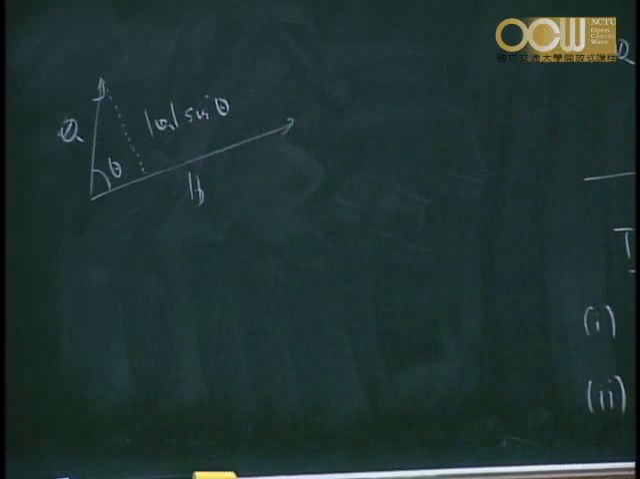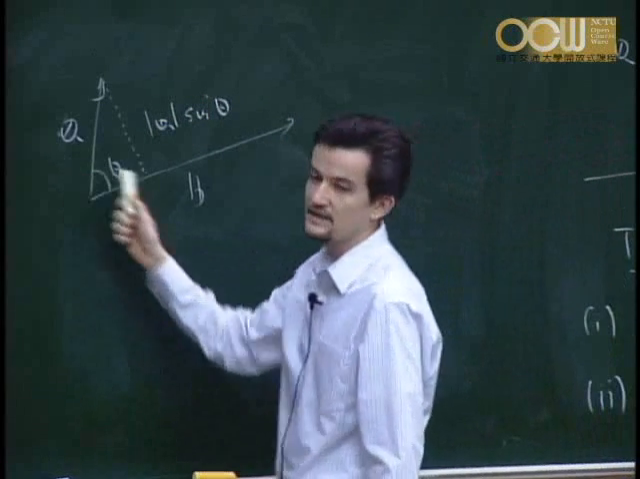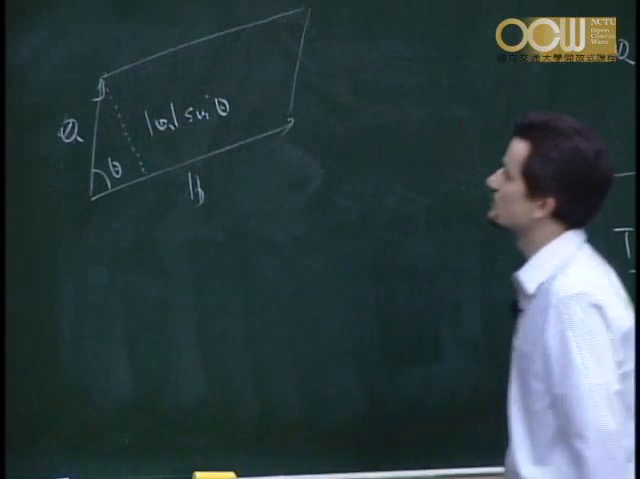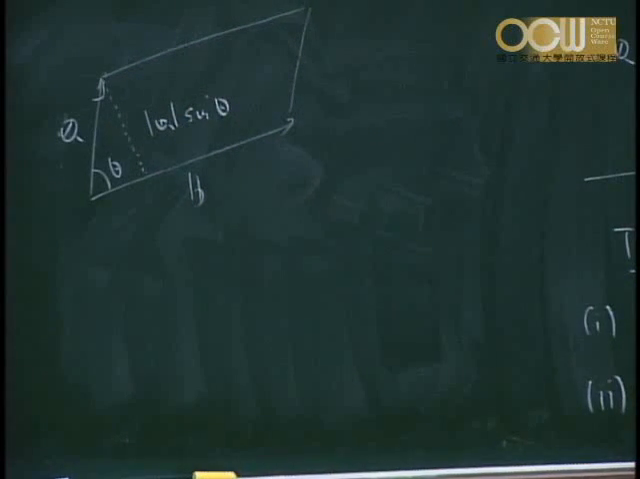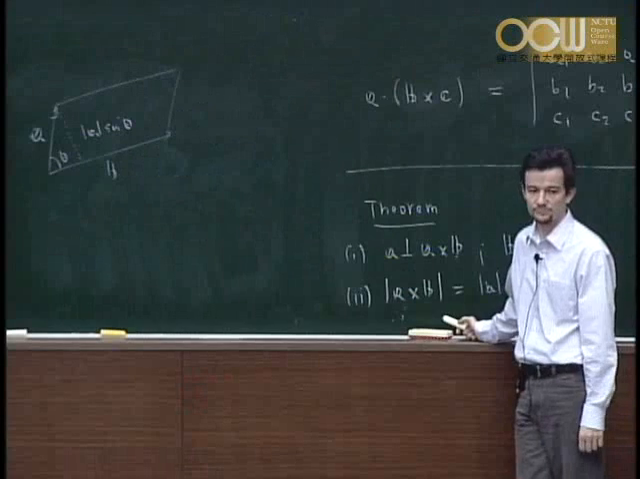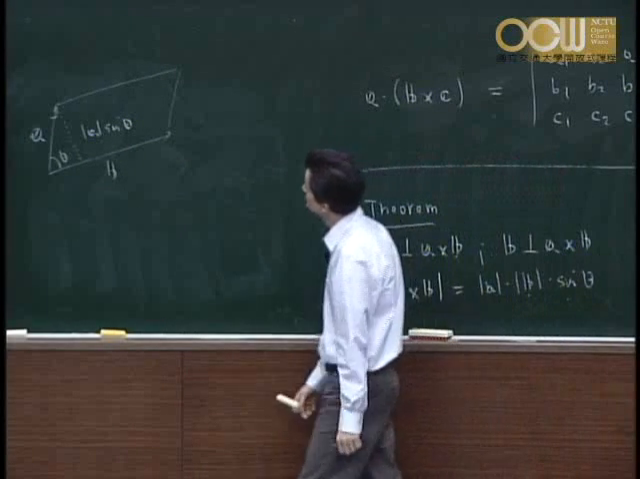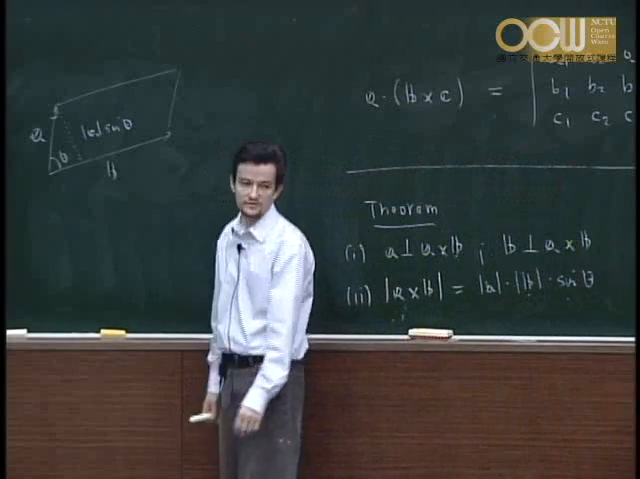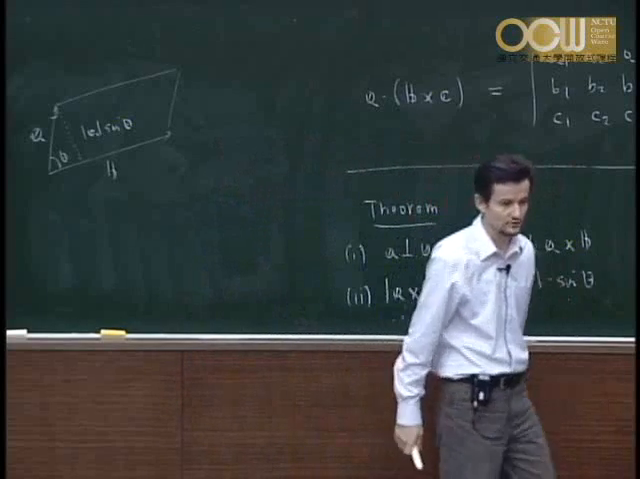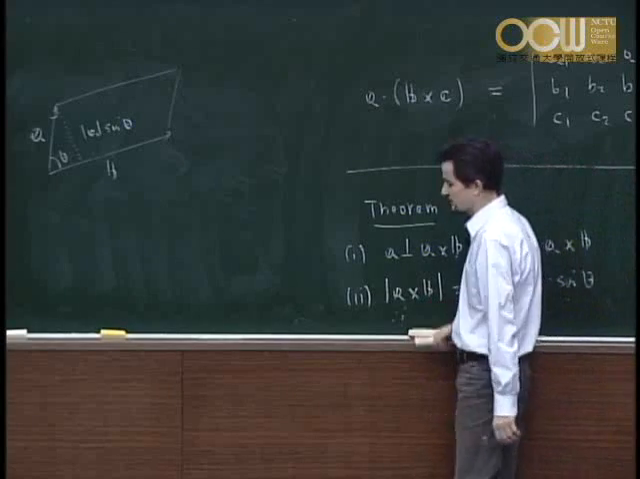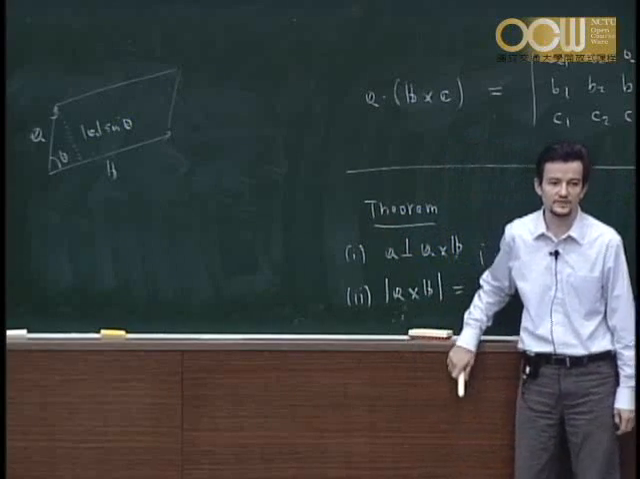So you see that the area of the parallelogram spanned by A and B is given by the length of the cross product. So you can use the cross product of A and B in order to compute the area of a parallelogram which is spanned by A and B, also of the triangle and so on. You know this from high school. So the length of the vector product has this easy interpretation.